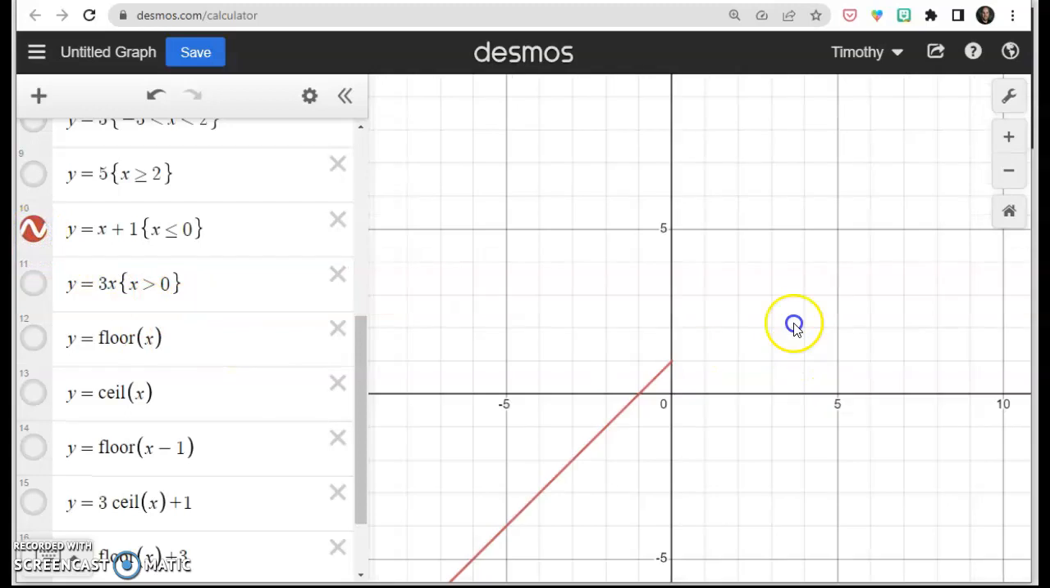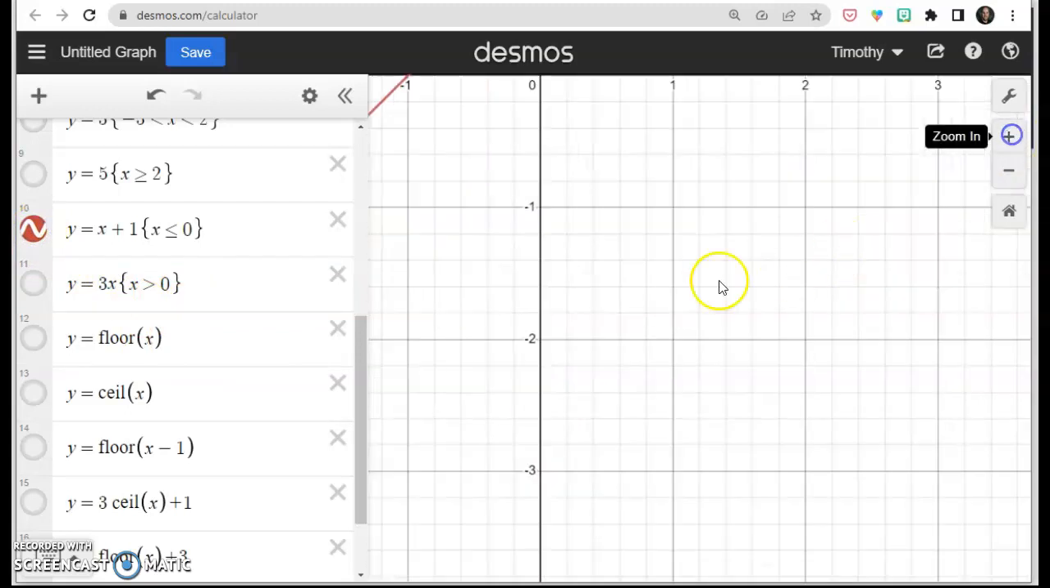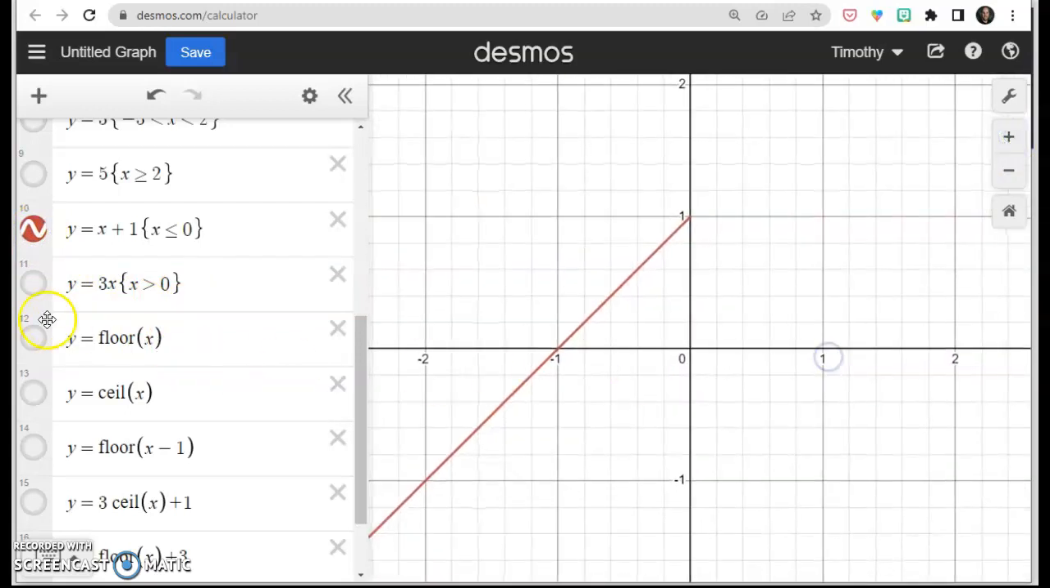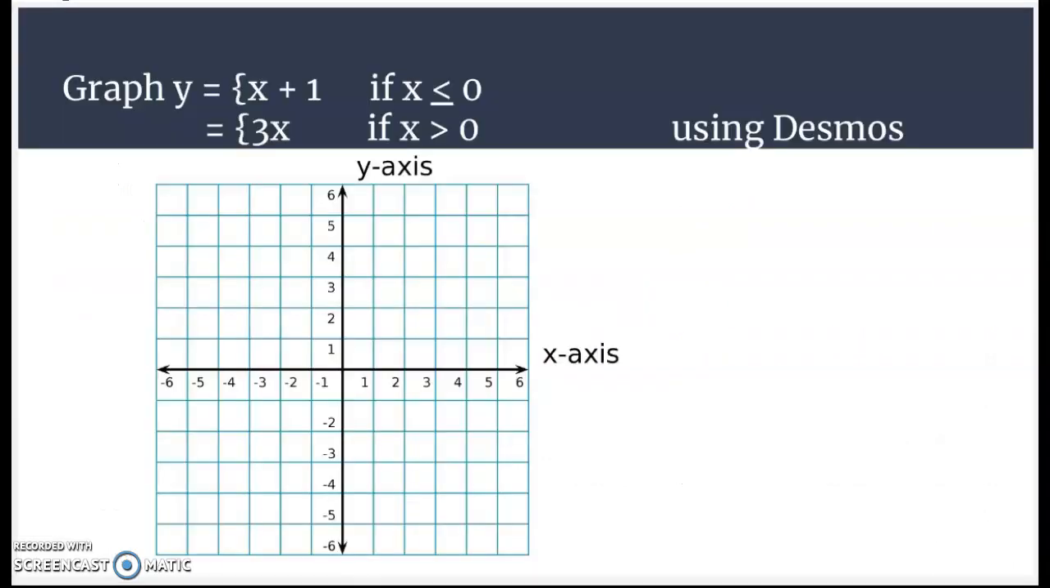Here's x plus 1. Zoom in so we can see the values there. And here's 3x. There's kind of a gap here, so it's kind of a jump. We would call this a discontinuous function. A lot of piecewise functions are discontinuous, meaning there's a break in between. On the red line we need a closed circle right here. On the blue line we would need an open circle. Let's see if I can simulate that. Let's do our red line here.